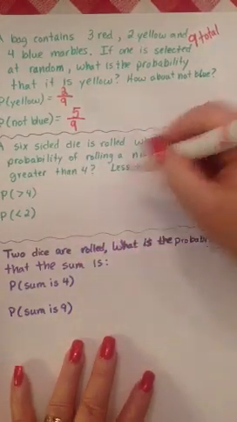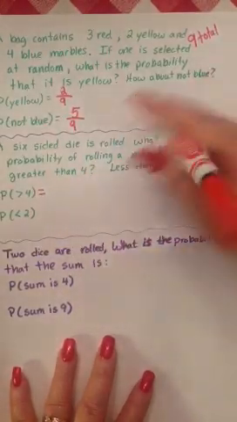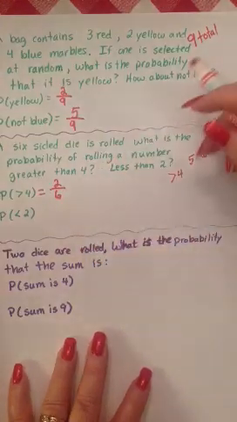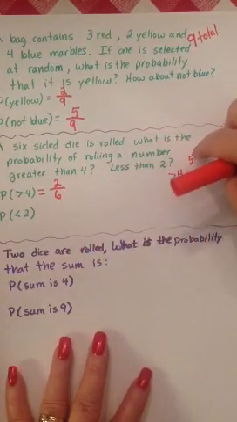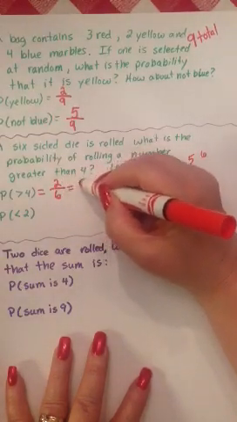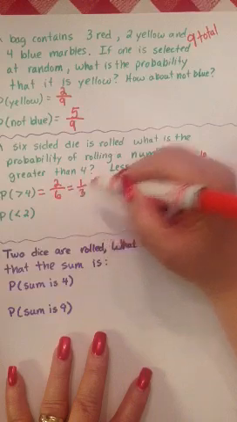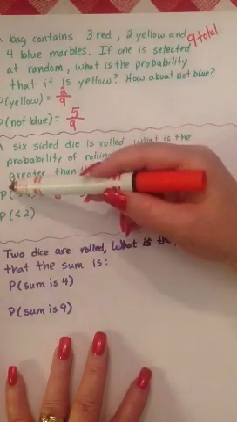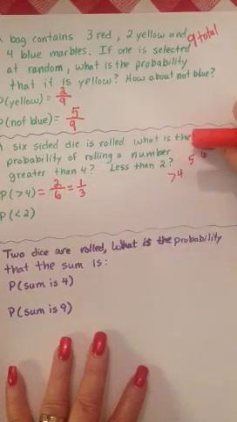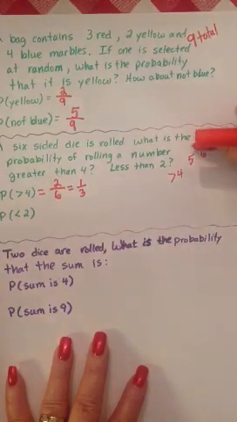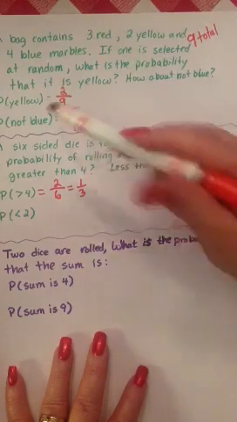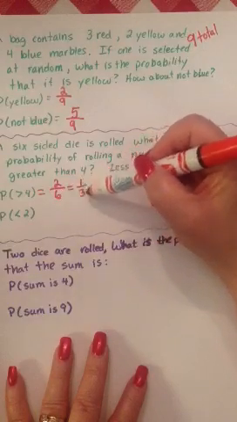So that would be 2 different sides, and how many sides are on the die altogether? 6. So of the 6 sides, only 2 of them are greater than 4, 5 and 6. So it'd be 2 over 6, and of course that reduces to 1/3. So the probability that when you roll just one die that it's greater than 4, since the only way that could happen is if you roll a 5 or a 6, that's 2 different possibilities of the 6 sides on the die. So that's why we get 2 out of 6, which reduces to 1/3.